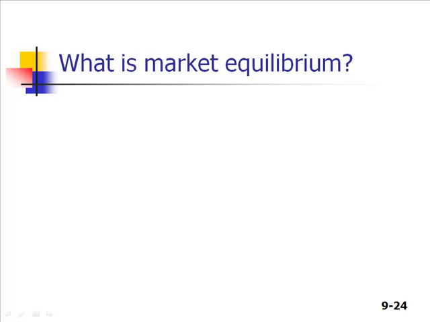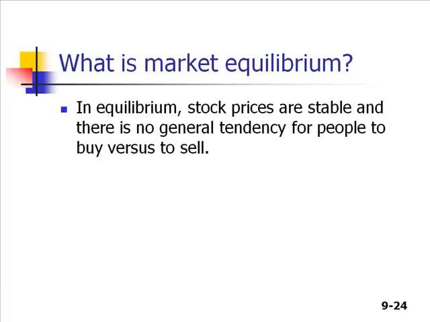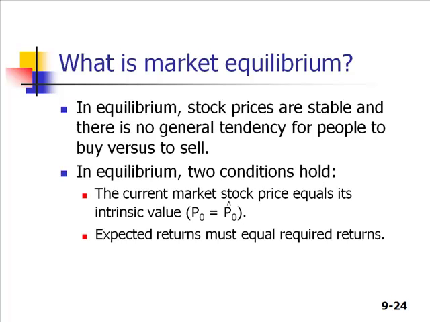Alright, now I'd like to shift topics and talk a little bit about market equilibrium. When the market is in equilibrium, stock prices are stable, and I don't mean that they'll never change. But when I say that stock prices are stable, I mean that there's no compelling reason why people would want to buy versus sell. There's no compelling reason why people should be rushing to buy or rushing to sell, because the stock is priced fairly. The stock price is where it should be given the information that is available about the firm.